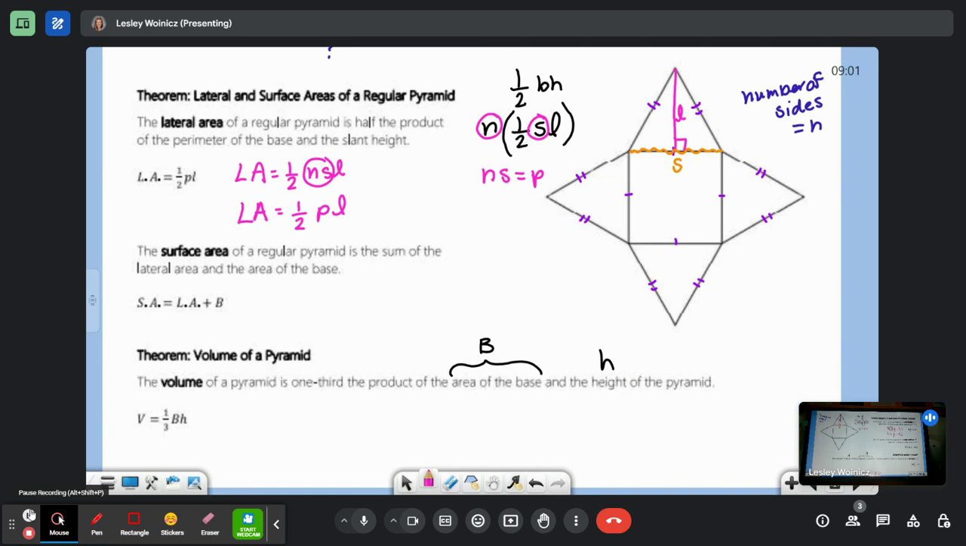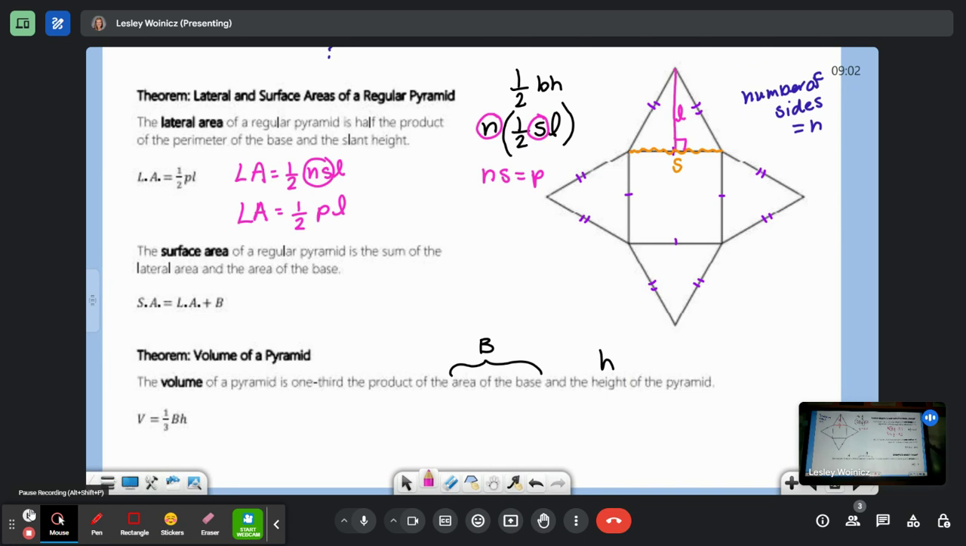Now, if this was oblique, you would just have to add up the lateral surface areas, okay? There wouldn't be a cute formula because they're not all congruent, right? You know what I'm saying? Yeah. Okay. All right, so that's just the lateral area.